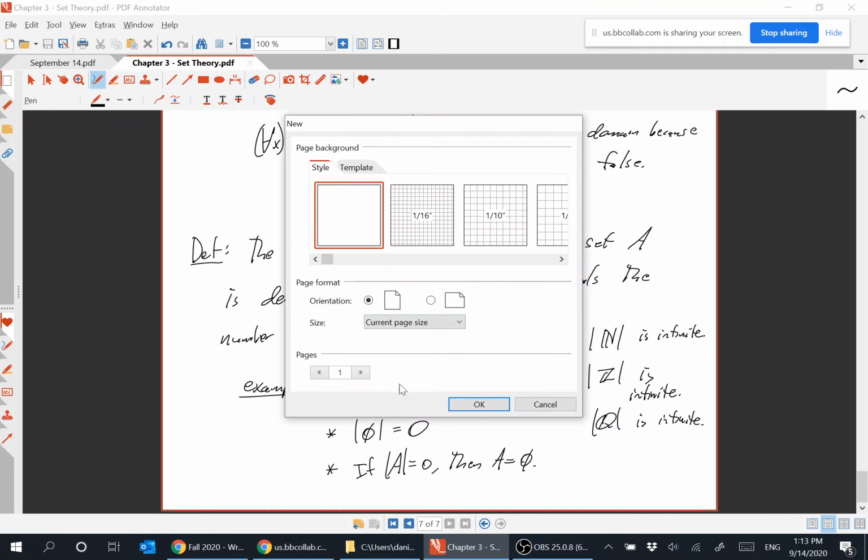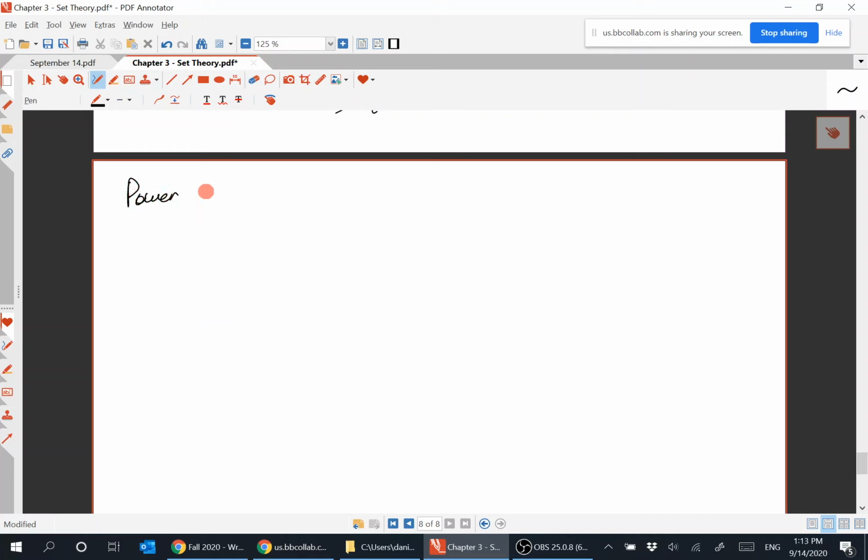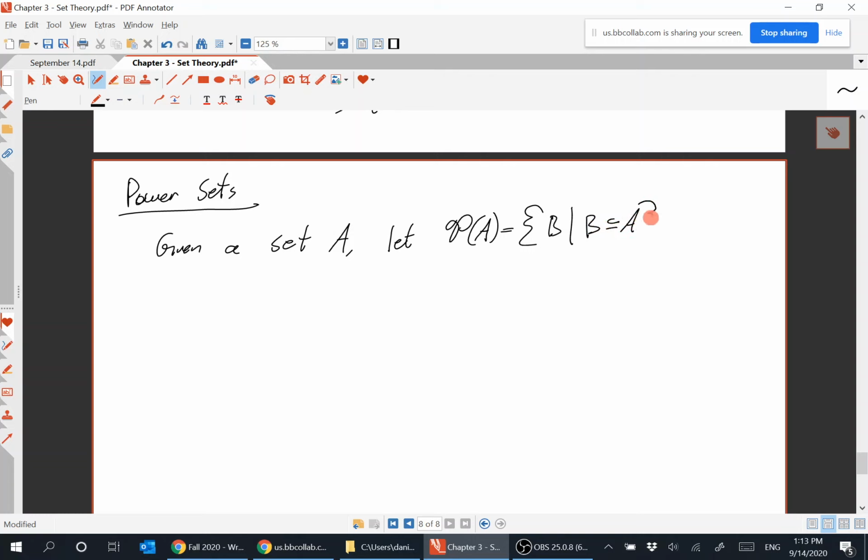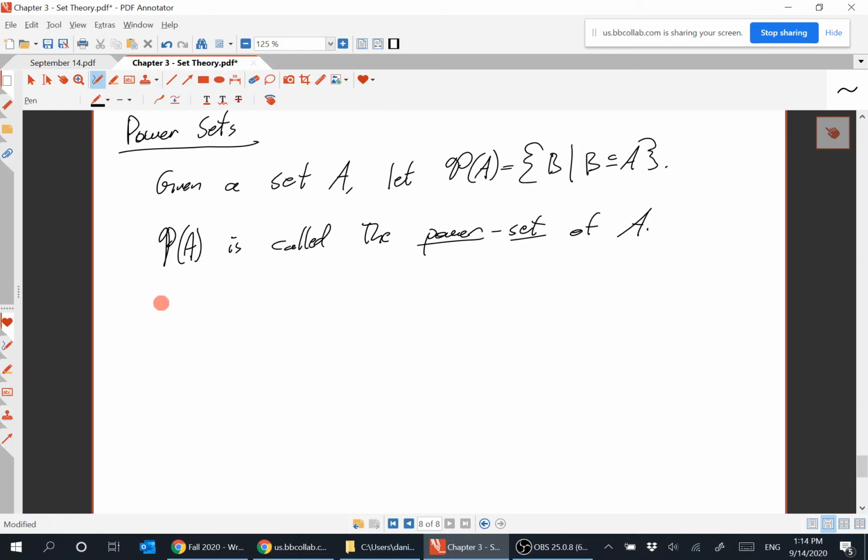Okay, so now let's think about this for a moment. Power set. Given a set A, let the power set of A be equal to the set of all B such that B is a subset of A. So it's the set of all subsets of A. Okay, P of A is called the power set of A.